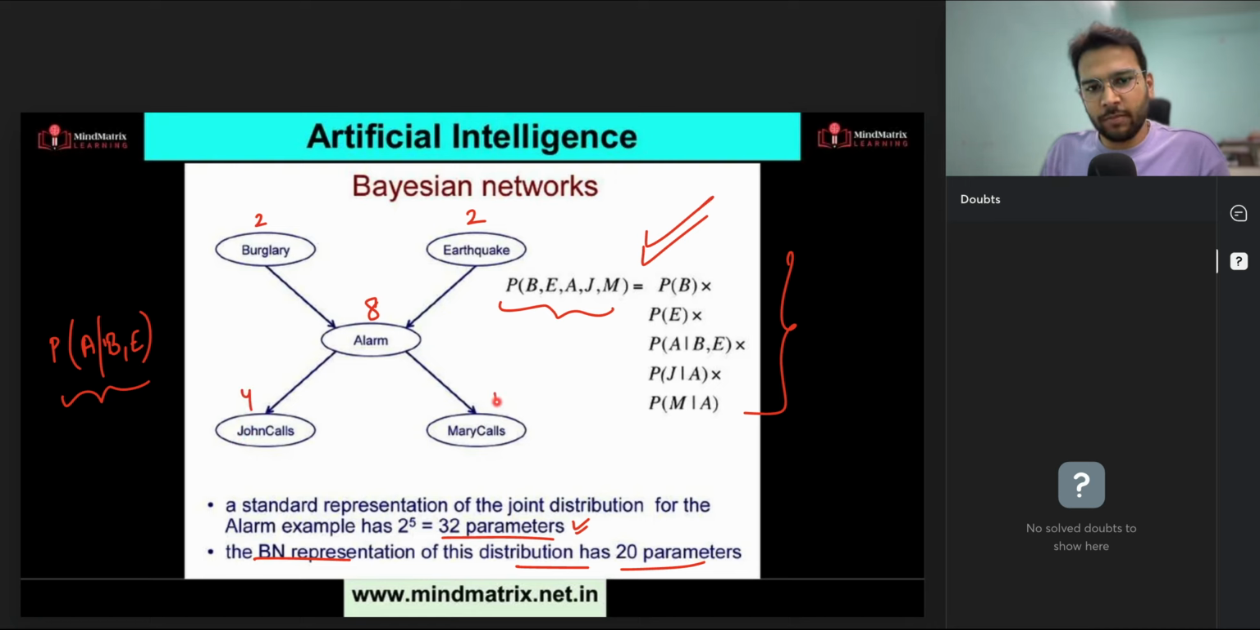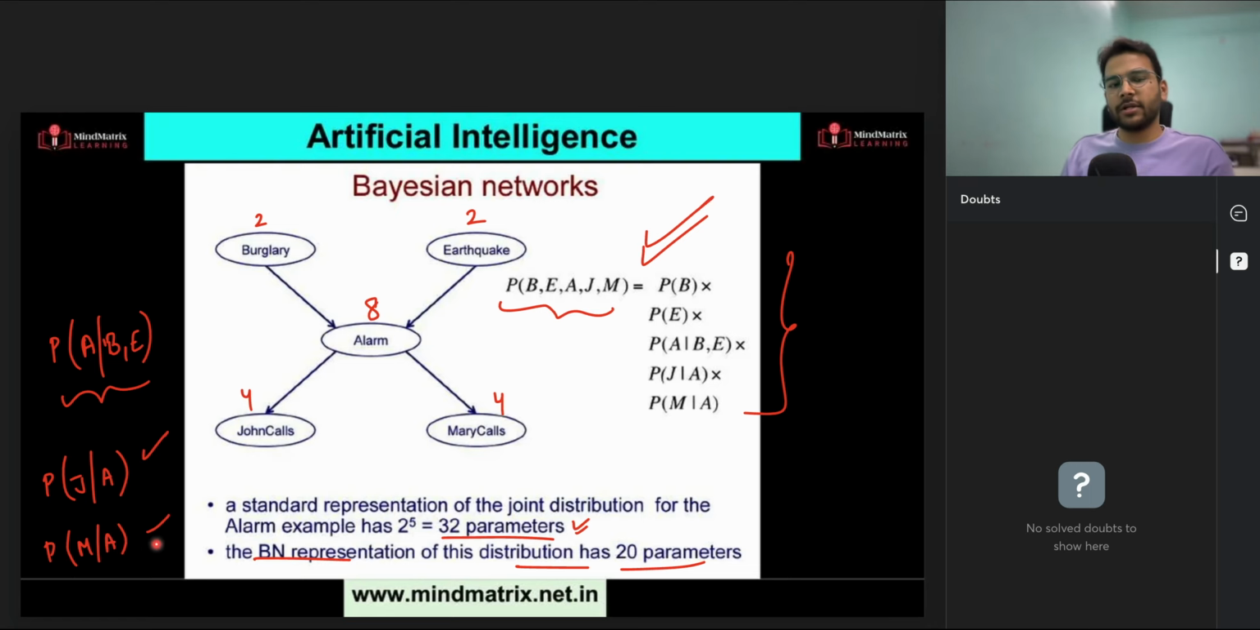4 parameters here and 4 parameters here, because this is probability of John given alarm and probability of Mary given alarm. That we have already seen. So 4 parameters here, 4 parameters here, and 8 parameters here. So total how many? 4 plus 4, that is 8, 16, 20. So 20 parameters will be there in total. So it may be possible that sometimes they may ask you the total number of parameters possible, given a Bayesian network.